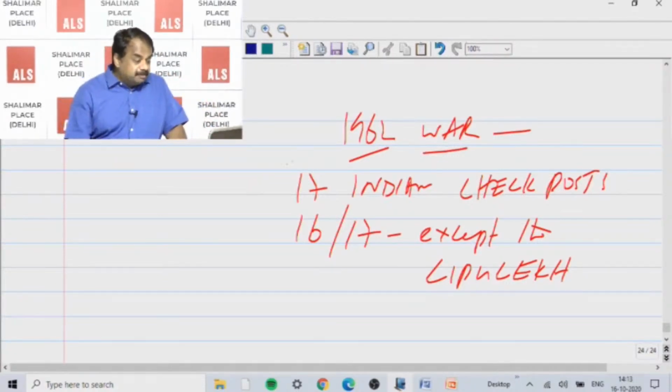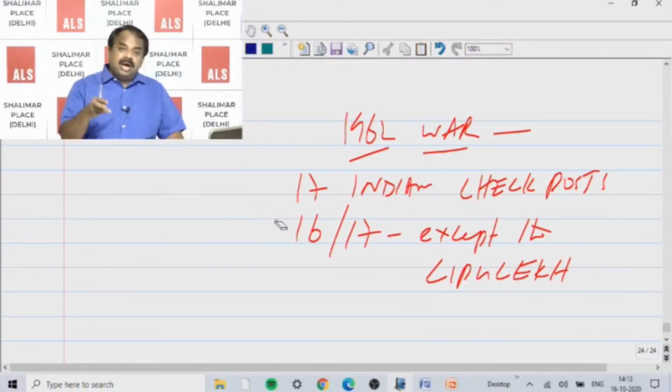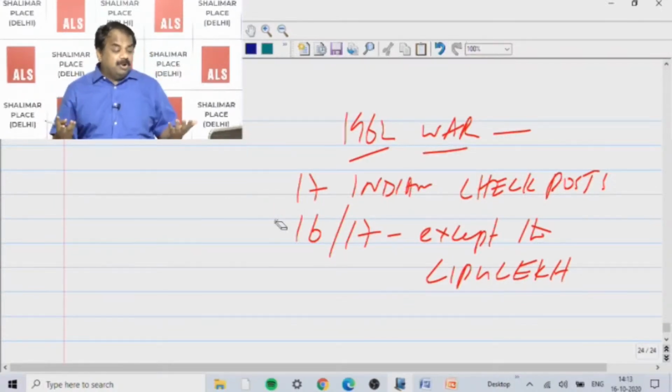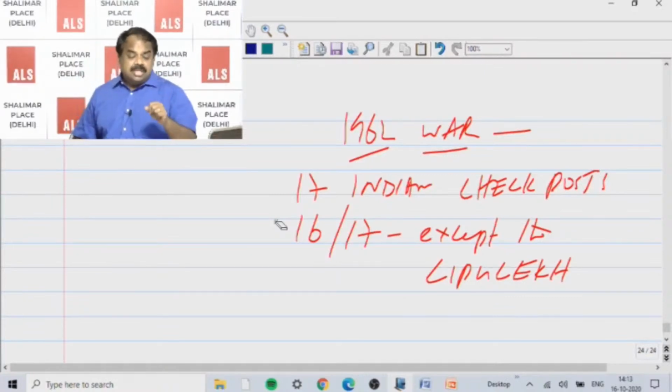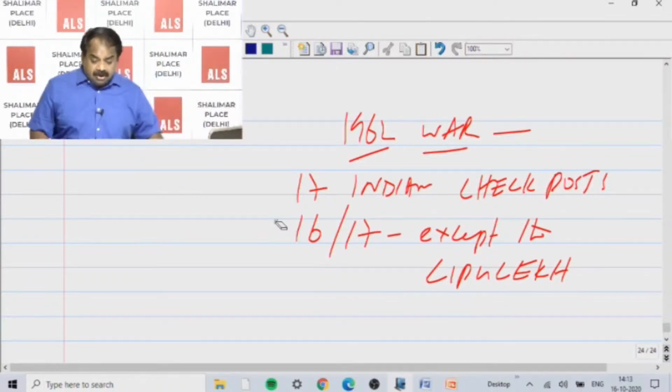When the 17 checkposts were set up, Nepal did not say anything, they agreed. 16 withdrew. At that time also Nepal did not protest, but still this issue was there. So Nepal's argument is, why did you take permission if it is your territory? You would not have been telling also.